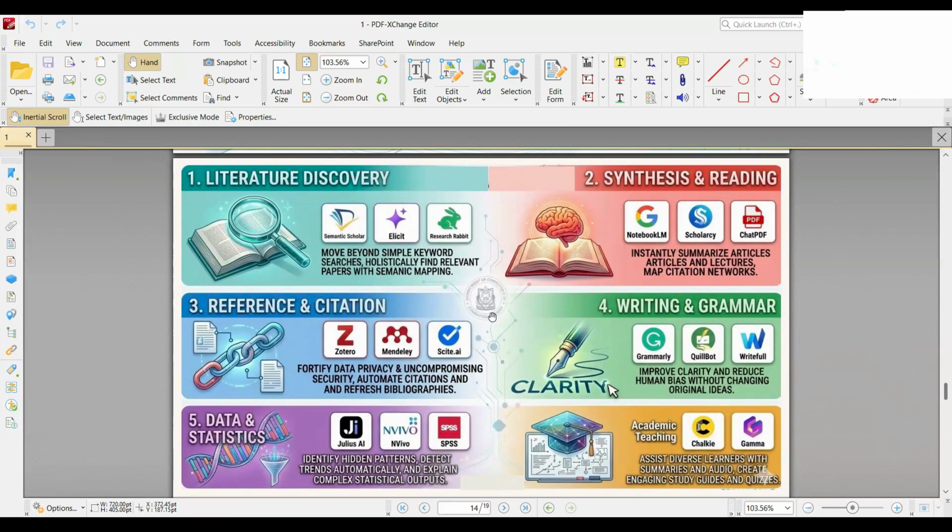In this image itself, we can see literature discovery, reference, and citations, to analyze the data and statistics: Julius AI, NVivo, SPSS, Zotero and Mendeley, Scite.ai, Semantic Scholar, Elicit, Research Rabbit, NotebookLM, Scholarcy, ChatPDF, Grammarly, QuillBot, Writefull, Chalkie, Gamma, which assist diverse learners with summaries and audio, and create engaging study guides and quizzes.